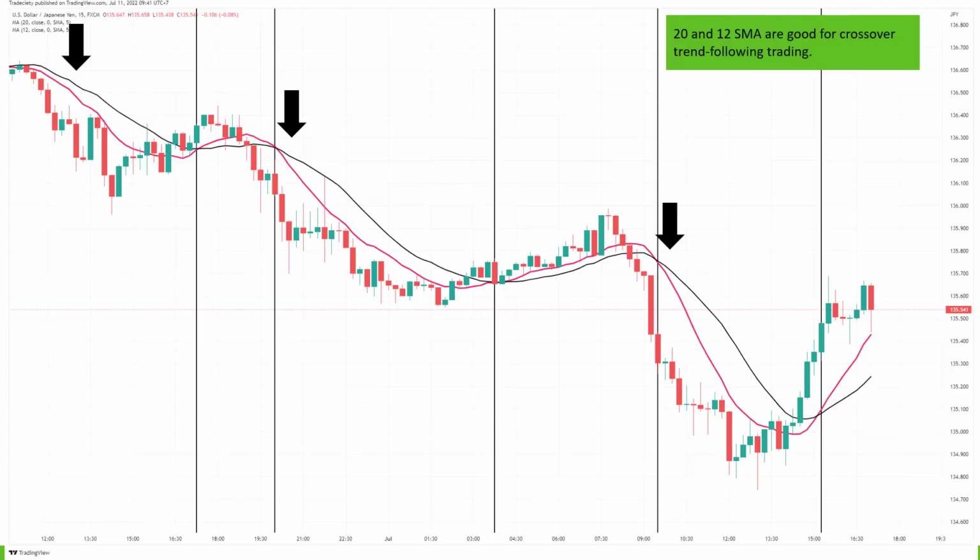We can also use different types of moving averages, and instead of having a channel, we can also use, for example, the 20 and the 12 SMA. And especially if you're looking for a crossover trend following approach, that works really well. 12 and 20 are not the most short-term moving averages, but they react quite quickly, and that is usually a good starting place. And what you will see is that when you have a cross, then often in a trending market you have some really decent moves.